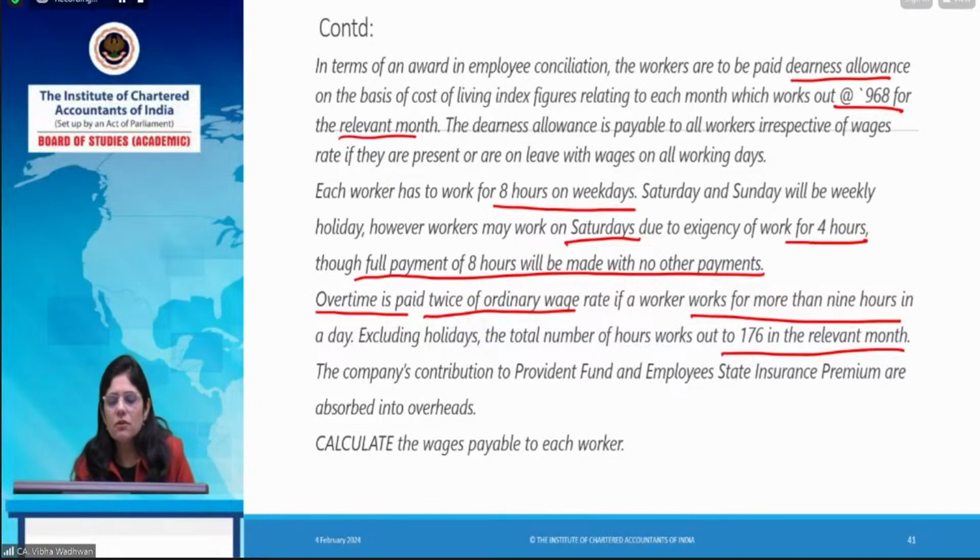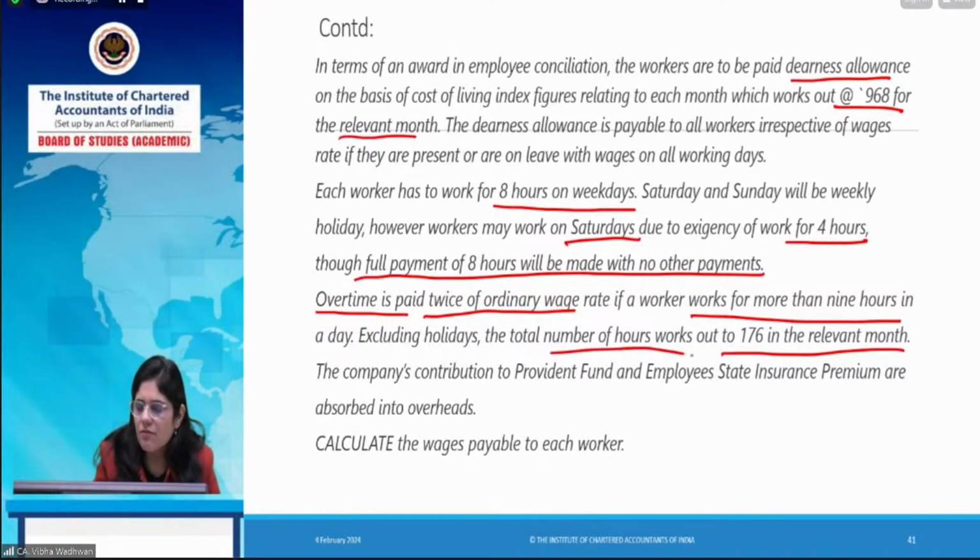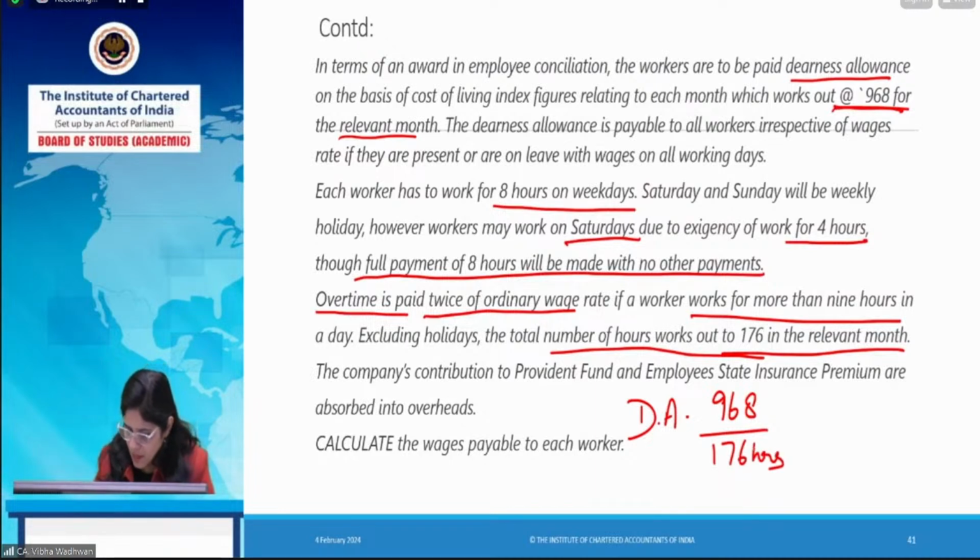All right. So the effective hours are 176 and DA is 968. So DA per hour also we can calculate. DA you have paid 968 in a month, and the effective hours in a month is 176 hours. Clear? So 968 divided by 176. So we have kept the per hour figure ready with us. All right. So DA, now 196.8, and 176 are the effective hours in a month. So we have calculated the DA per hour.